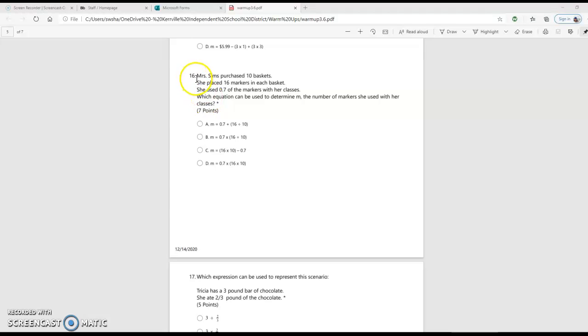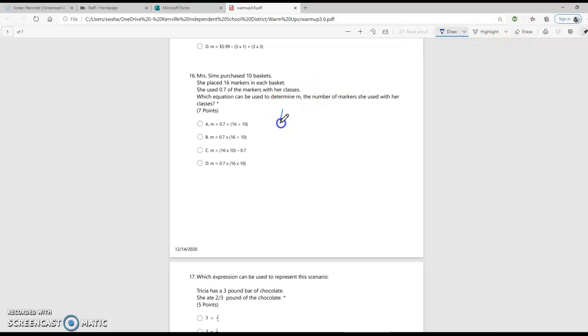Question 16. Mrs. Sims purchased 10 baskets. She placed 16 markers in each basket. She used 0.7 of the markers with her classes. Which equation can be used to determine M, the number of markers she used with her classes?